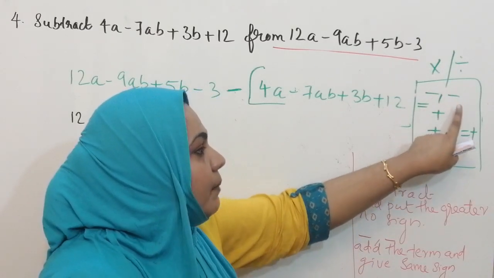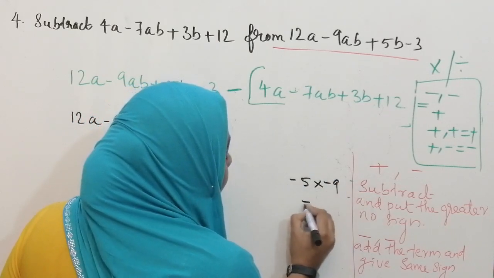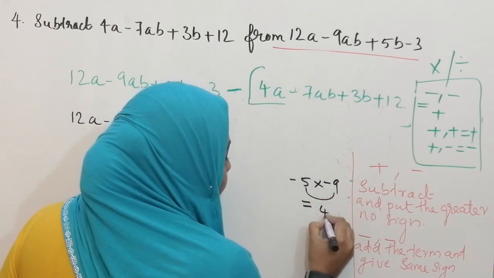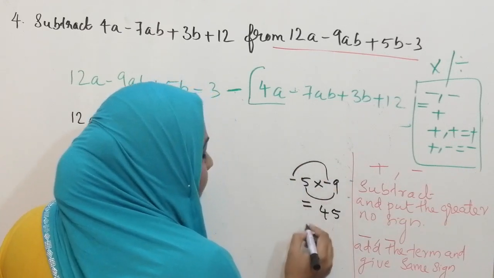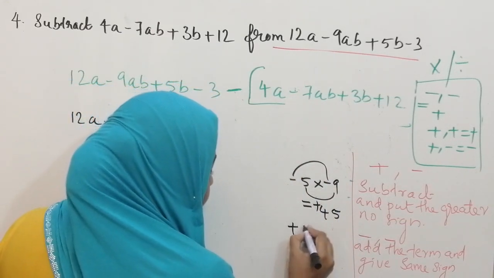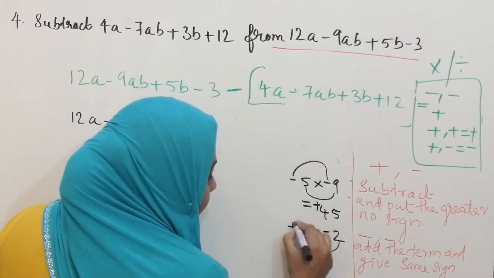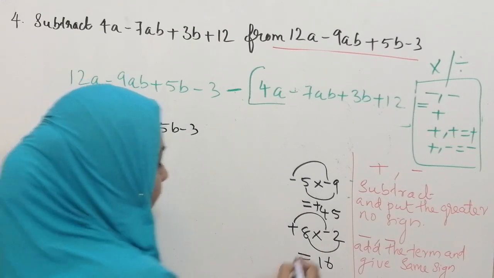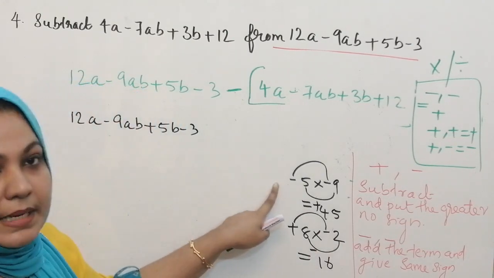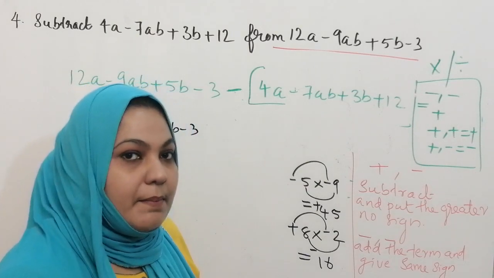You know that minus and minus means plus, plus and plus means plus, plus and minus means minus. That means if minus and minus, that means minus 5 into minus 9. So how you have to write: 5 nines are 45, and minus and minus means you have to give the sign plus. Similarly, here also 8 twos are 16. If different sign comes, you have to give minus. So this is the rule for multiplication and division. For plus and plus you know that obviously it will become plus.